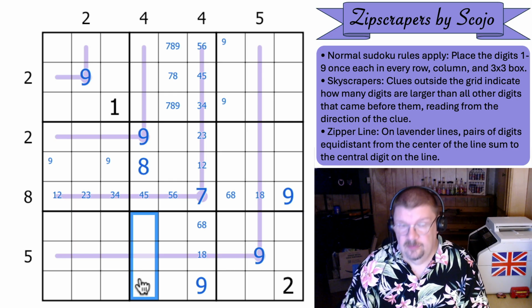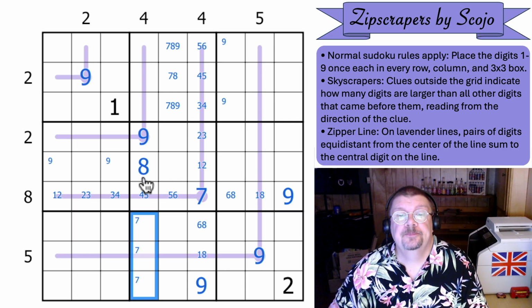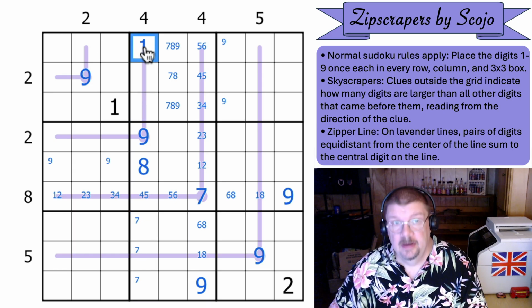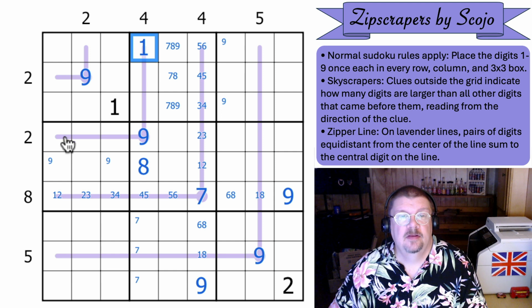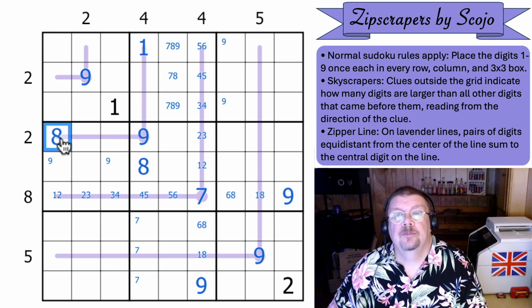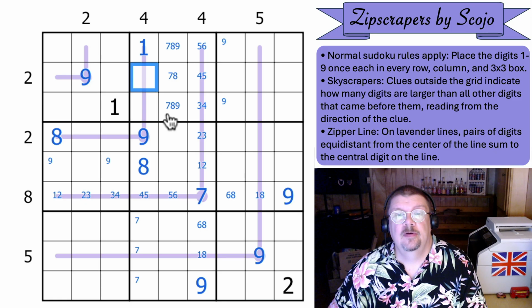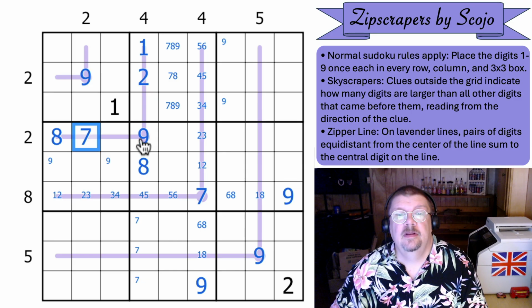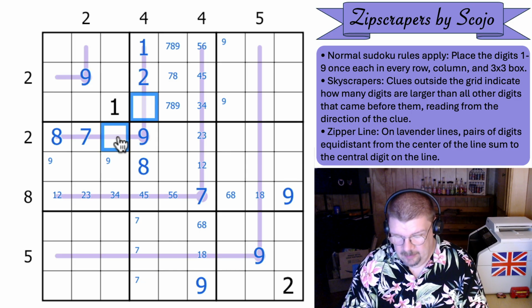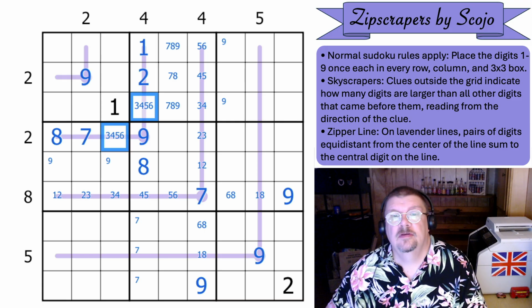That places 7 down here somewhere. All right. So 1 is definitely on this line and must go here in order to be increasing. So that makes this an 8. 2 must be on this line because it can't go elsewhere in the box, so it must go there. No, that's a 7 in order to sum to 9. There we go. And then these must be from 3, 4, 5, and 6.